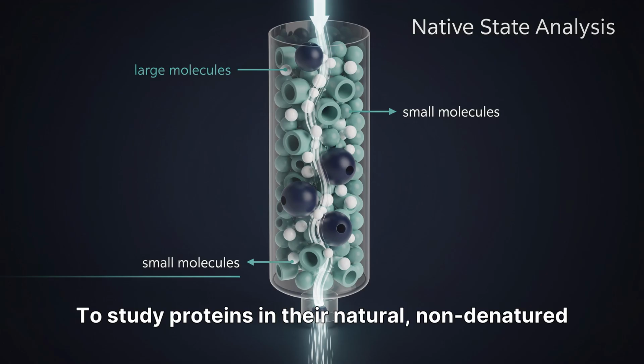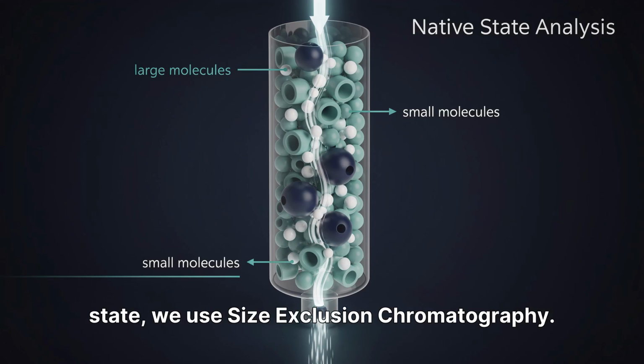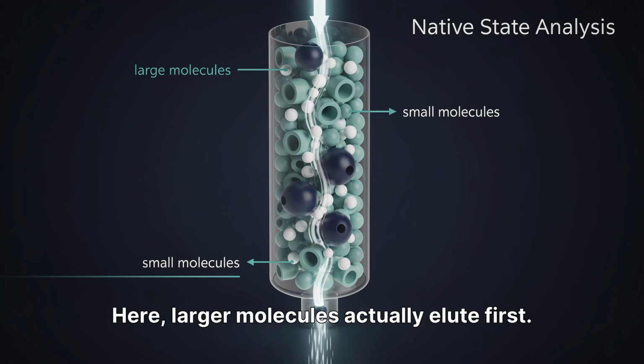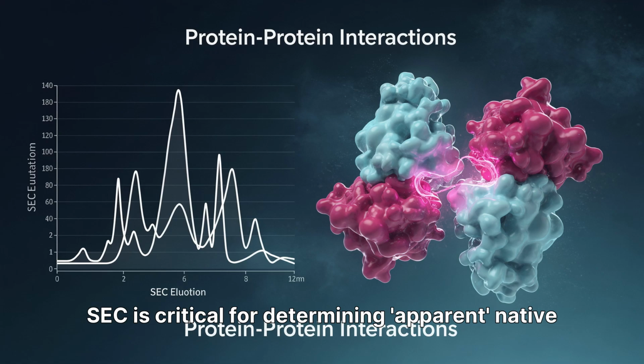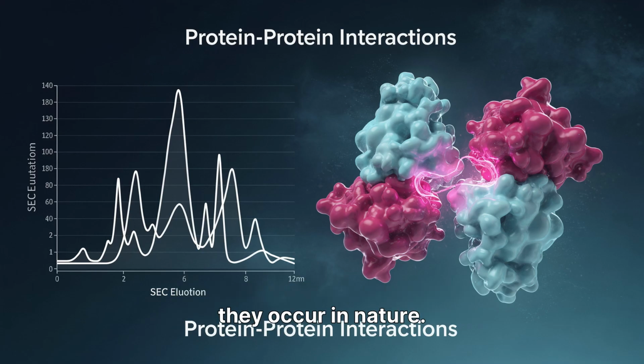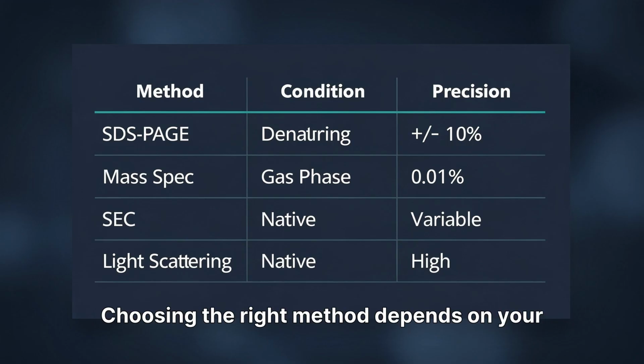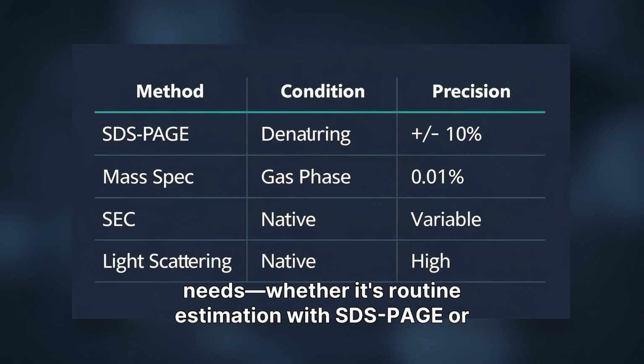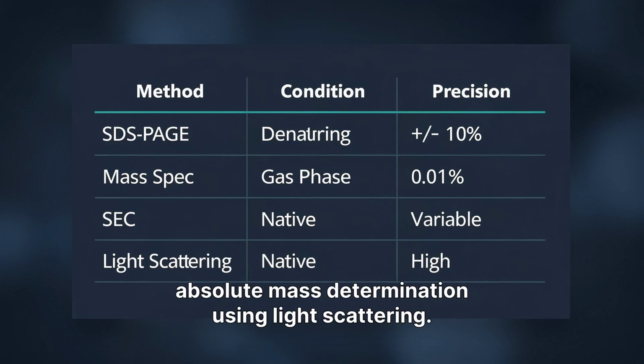To study proteins in their natural, non-denatured state, we use size exclusion chromatography. Here, larger molecules actually elute first. SEC is critical for determining apparent native weight and studying complex protein-protein interactions as they occur in nature. Choosing the right method depends on your needs, whether it's routine estimation with SDS-PAGE or absolute mass determination using light scattering.